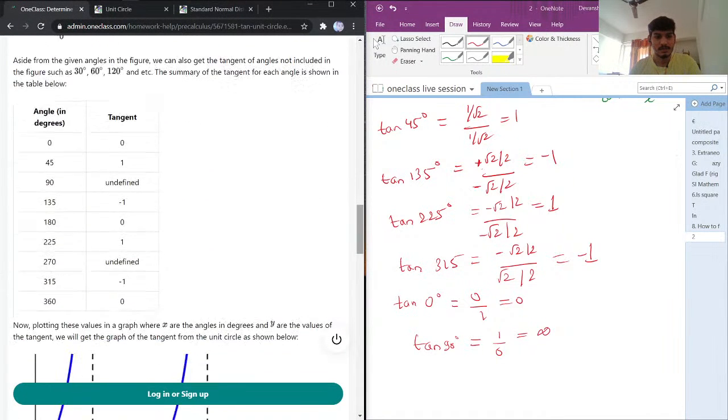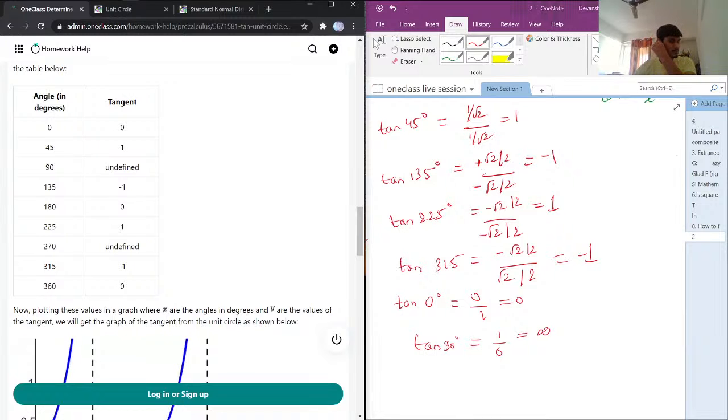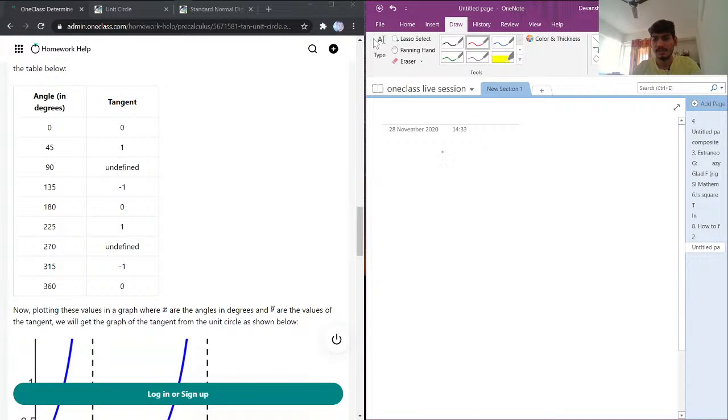Now we have to define a table. So here he is also finding the tangent values for 90 degree, 0 degree, then 180, 270 and 360. So we'll just make a table for that. In the table we'll write angles in degree, theta, and tangent of theta. So for theta 0, 45, 90, 135, then 180, 225, 270, 315, and 360.